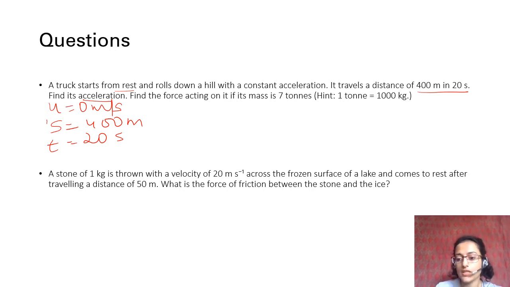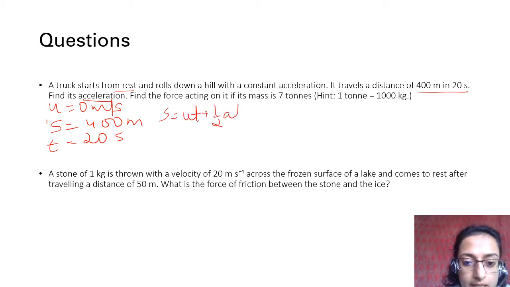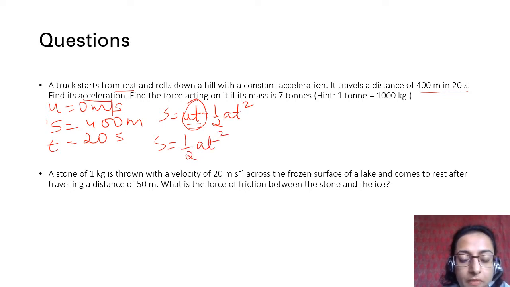Right, the final velocity is not given, but you have many different formulas. If you have seen the chapter on motion, then you should remember these formulae. We can use the position and time relation in this. So S is equal to ut plus half at square. Since u is 0, this whole term becomes 0. So S is equal to half at square.